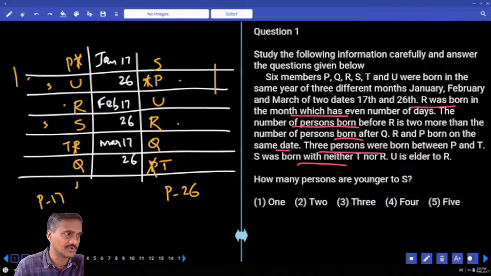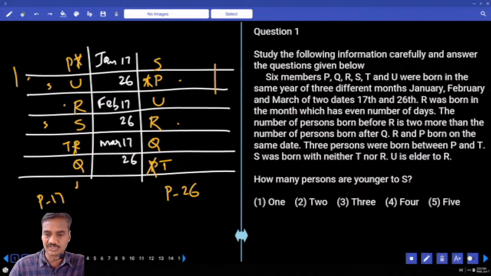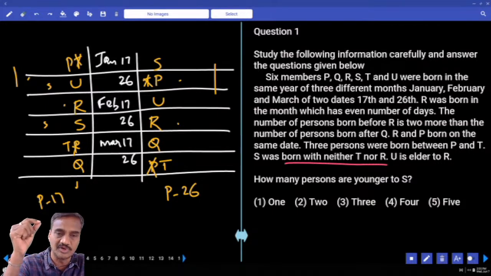Now, are you following? You got 2, or only one? Now look here. S was born with neither T nor U, which means S was not born in the same month in which T and R were born. Isn't it? Not born in the same month.